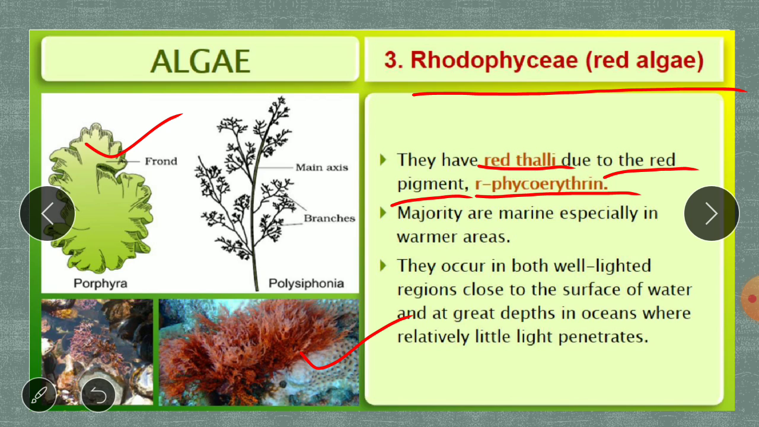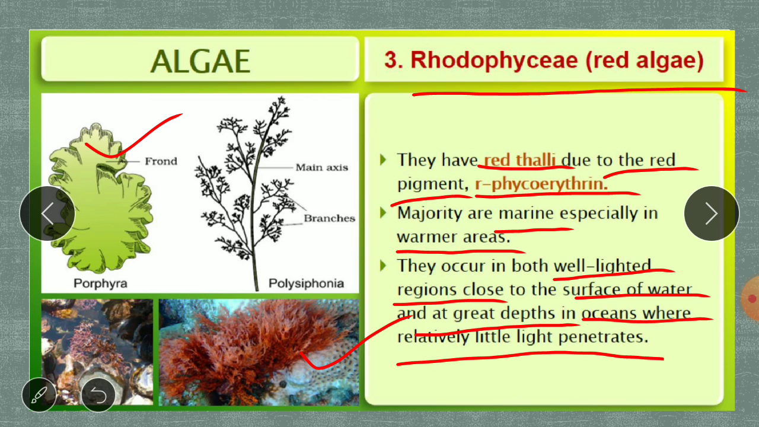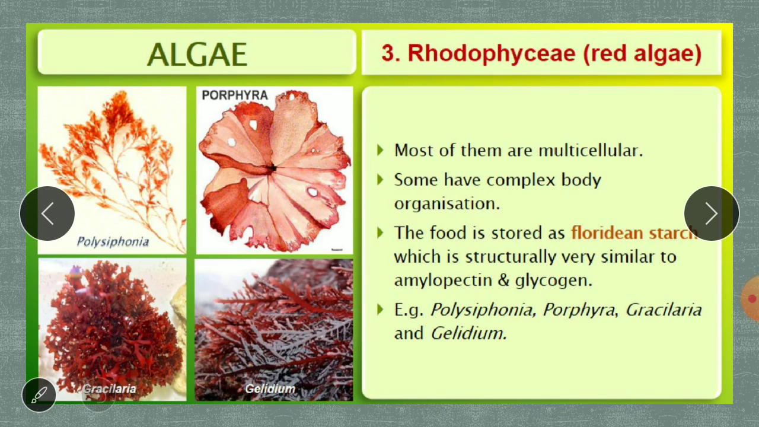The majority of them are marine, living in sea water, and that too in the warmer areas. They occur both in well-lighted regions close to the surface of the water and at great depths in oceans where little light penetrates. So they are present on the surface, as you can see over here, or even in the deep waters where the light penetration is very less. Even there you can find the red algae.